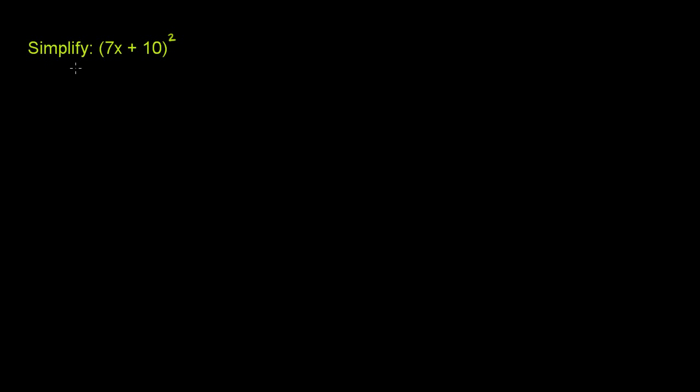We're asked to simplify (7x + 10) squared. And your temptation when you see something like this might be to make it (7x) squared plus 10 squared, and that would be incorrect. Remember, when you're squaring something, you're multiplying something by itself. So this wouldn't be (7x) squared plus 10 squared. It'll be, this is equal to (7x + 10) times (7x + 10).